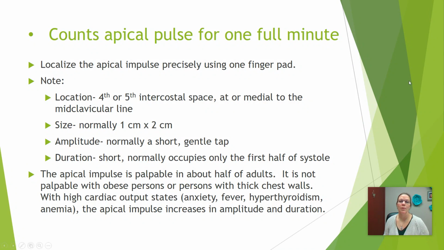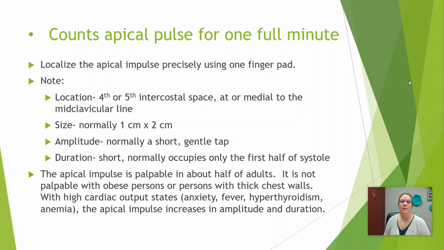Next, we'll talk about counting the apical pulse for 1 full minute. You want to localize or locate the apical pulse precisely using 1 finger pad. You're going to note that it's usually in the 4th or 5th intercostal space at or medial to the midclavicular line. So there's midclavicular, and then medial to would be slightly more towards the center. Usually it's only 1 centimeter by 2 centimeter in size, so you have to be fairly precise. And the amplitude is just usually a short, gentle tap. Usually it only occupies the first half of systole, so it's short.